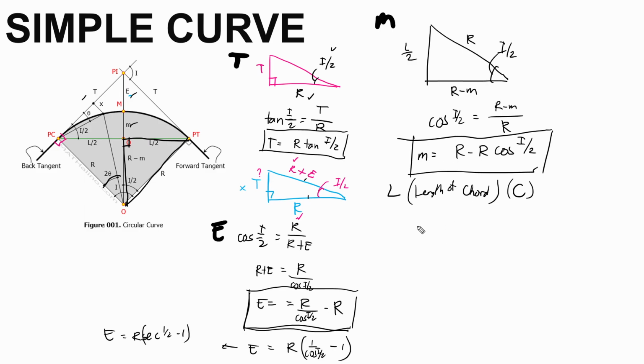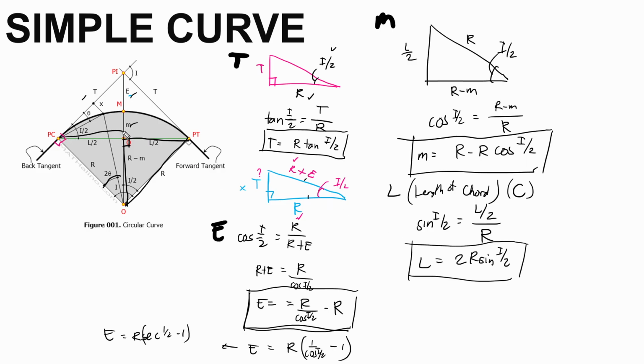Sine property nito, so we have sine I over 2 is equals to opposite L over 2 over hypotenuse, yung R. And then, simplify, cross multiply, so that is L is equals to 2R sine I over 2. Tama ba? R sine I over 2, yung 2, multiply din. So, yun. Compute natin yung length ng chord, itong chord na to, using this formula.